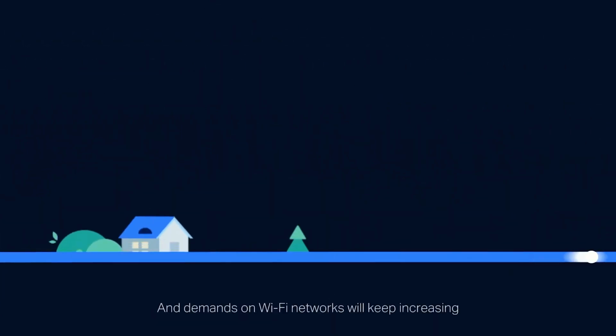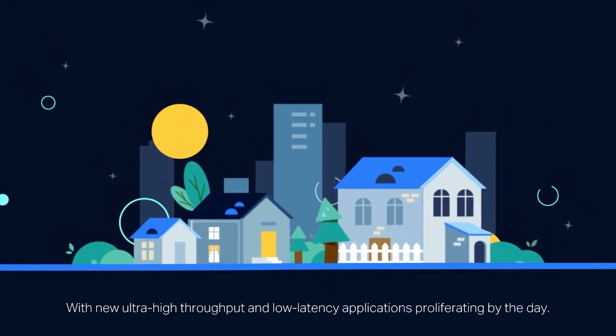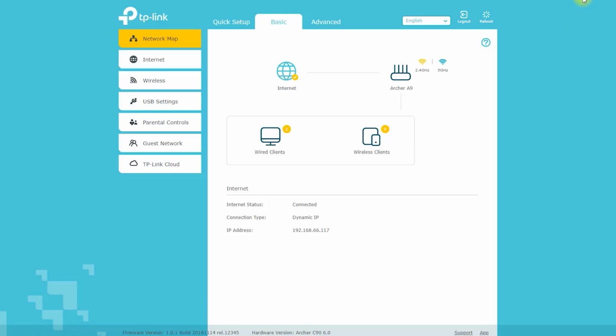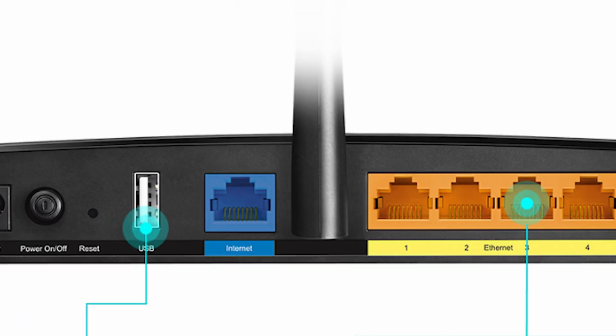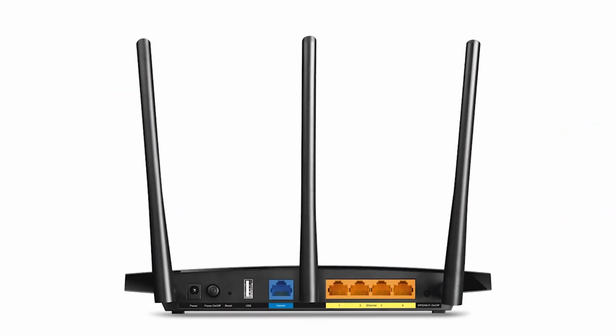The Archer C90 is a wireless router manufactured by TP-Link. It is designed for home and small office use and supports wireless speeds of up to 900 megabits per second on the 2.4 GHz band and 867 megabits per second on the 5 GHz band. It also has 4 Gigabit Ethernet ports for wired connections.